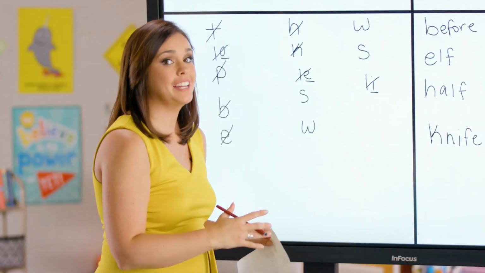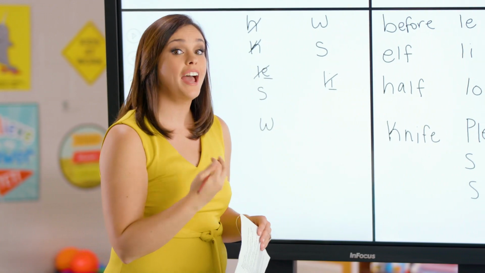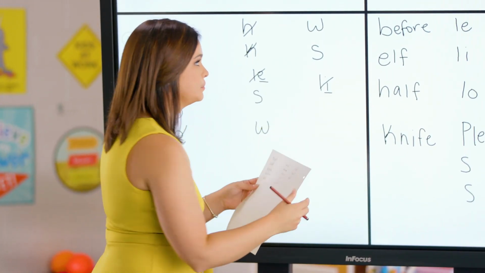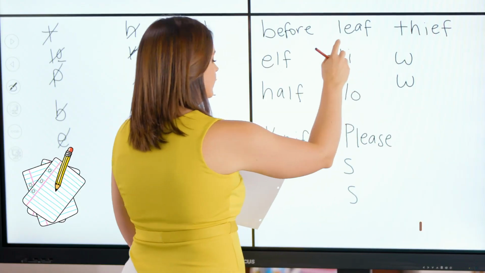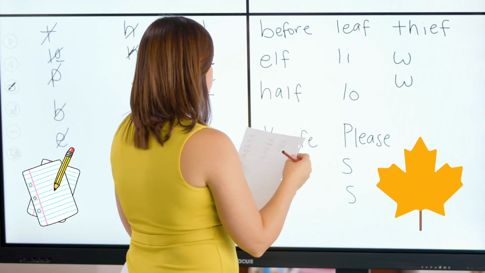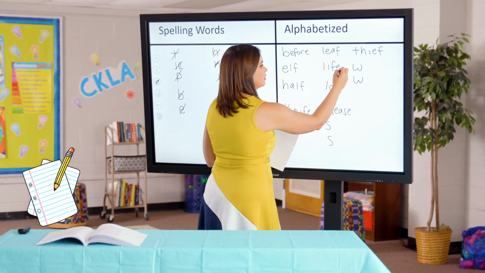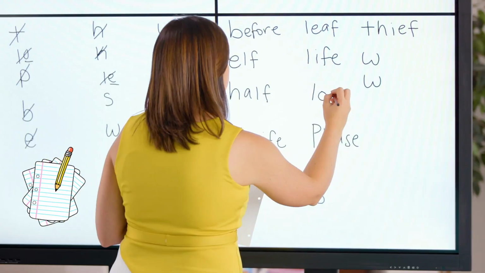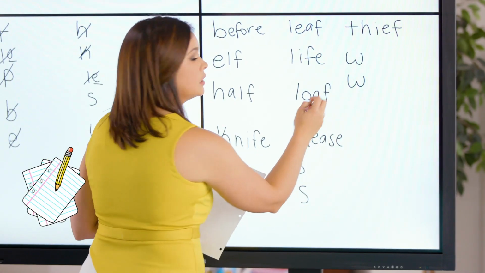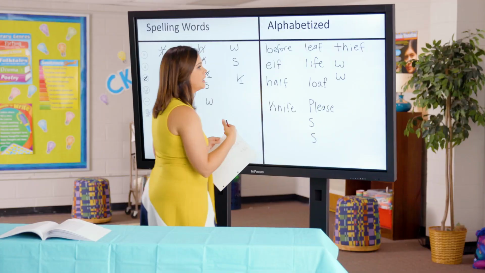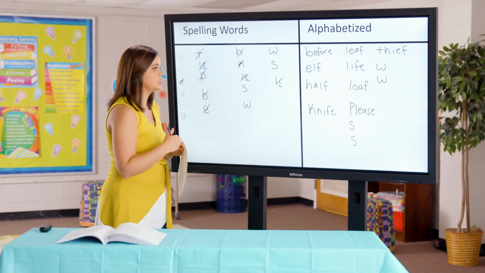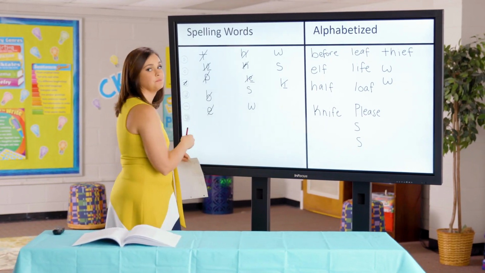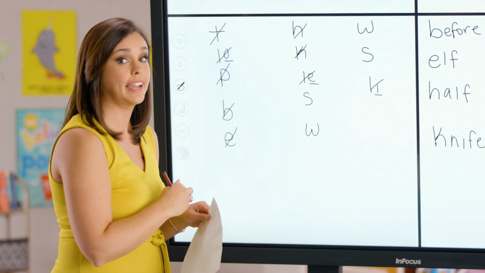Now that we have alphabetized the words that start with L, we can go ahead and complete the rest of the word. Leaf, life, loaf. Now it's time to move on to the next words in our alphabetized list, which start with S. I'll go ahead now and reveal the second letter.